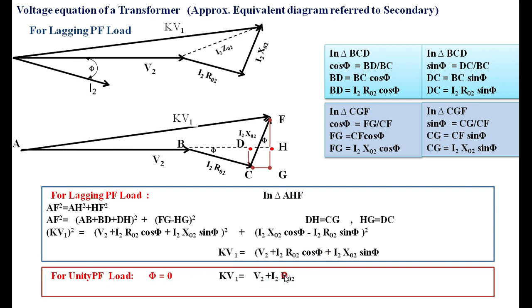Therefore, what you are getting is V2 plus I2 R02, because cos phi is 1 whereas sin phi is 0. Similarly for the leading power factor, you put phi as a negative value and find the expression, that is V2 plus I2 R02 cos phi, because cos of minus phi is cos phi, and sin of minus phi is minus sin phi, therefore it is minus I2 X02 sin phi. This is how you have to calculate the voltages when referring to the secondary side.